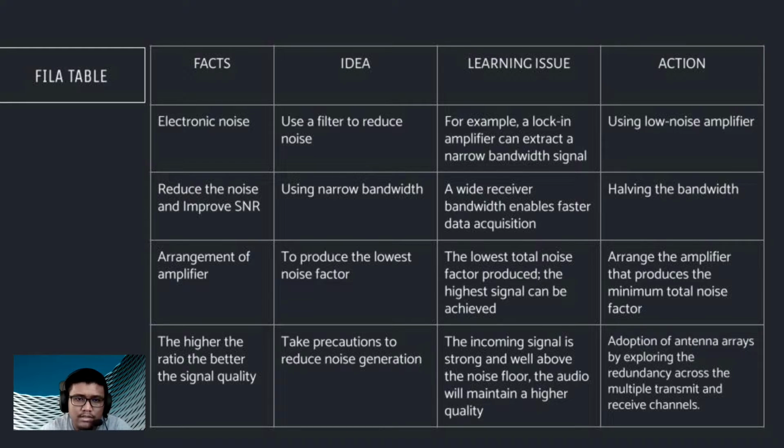The fourth one is the higher the ratio, the better the signal quality. So we can take precautions to reduce noise generation. The incoming signal is strong and well above the noise floor. The audio will maintain a higher quality. We can adopt antenna arrays by exploring the redundancy across multiple transmit and receive channels. So the last fact is resolve the noise impairment problem by proposing the best solution with the highest signal to noise level.